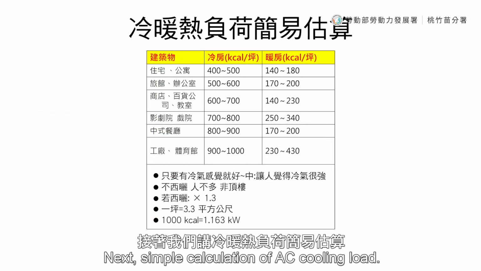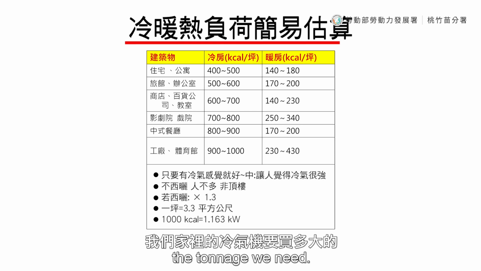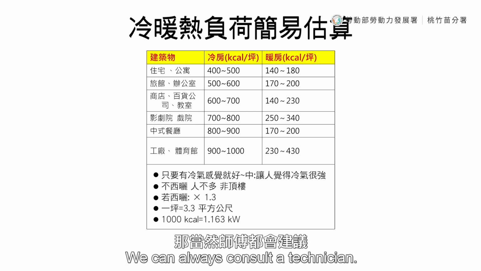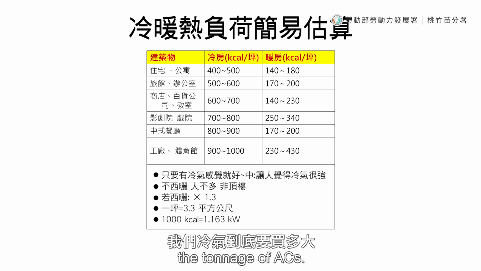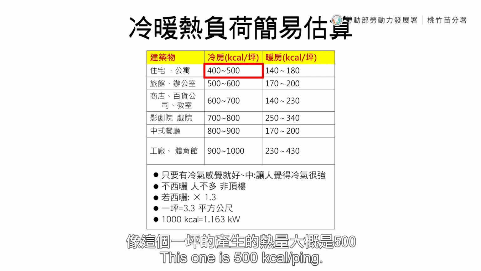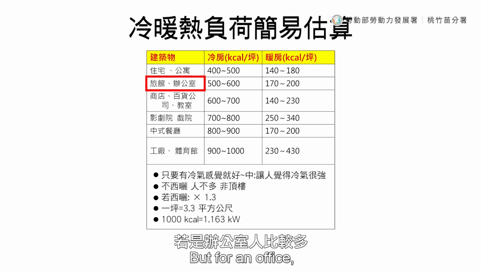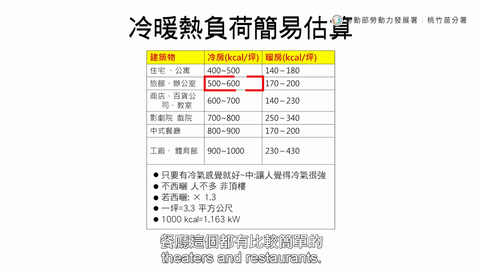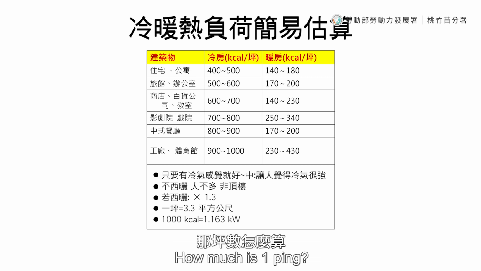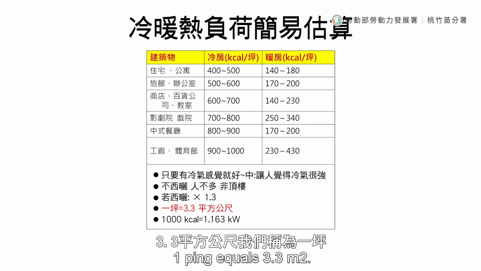Next, simple calculation of AC cooling load. It will tell us the tonnage suitable for our need. We can always consult a technician, but we should also have some idea about the tonnage of ACs. This one is 500 kcal per ping, suitable for houses and apartments. But for an office, we should choose 600 kcal per ping. Also places like theaters and restaurants. How much is 1 ping? Just multiply length by width of a space. 1 ping equals 3.3 square meters.